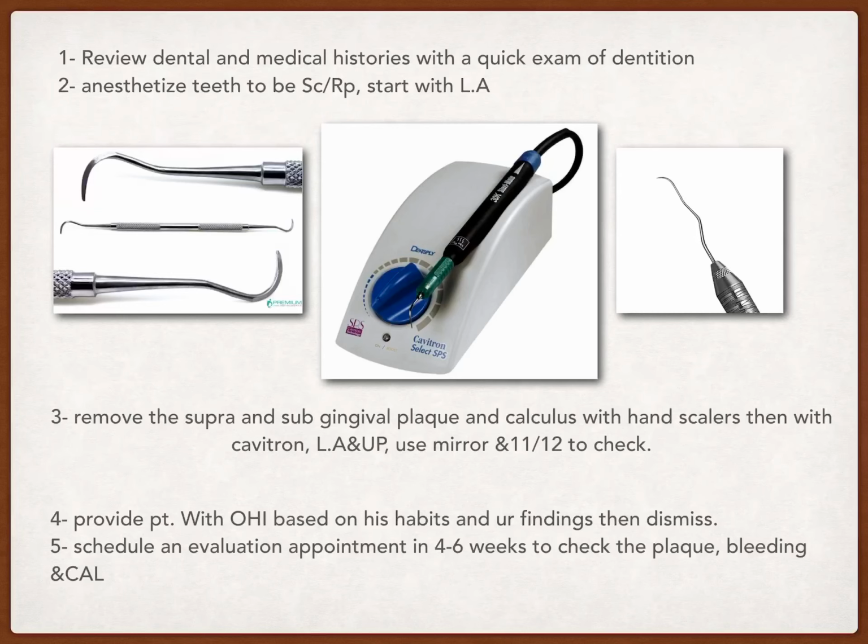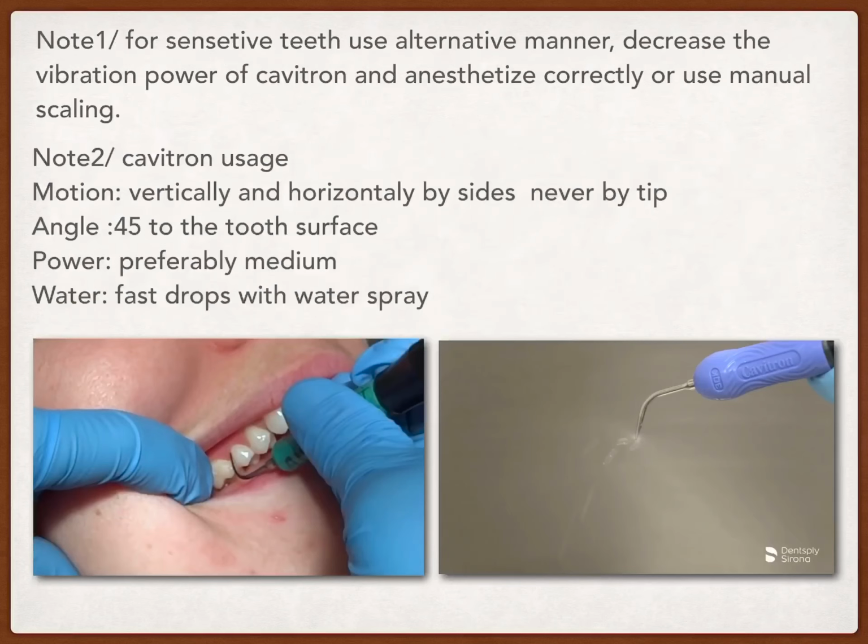Your assistant should schedule an evaluation appointment in 4 to 6 weeks to check the amount of plaque deposits and the commitment of the patient to your oral hygiene instructions. You should check the bleeding and the gingival condition, and you should check the clinical attachment level and the periodontal condition. That was the summary for the scaling and root planing procedure.